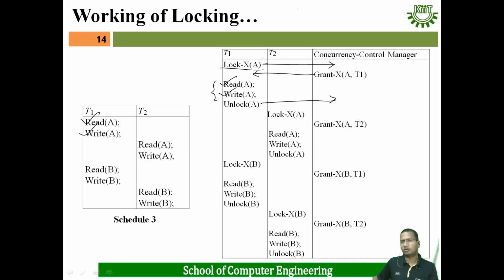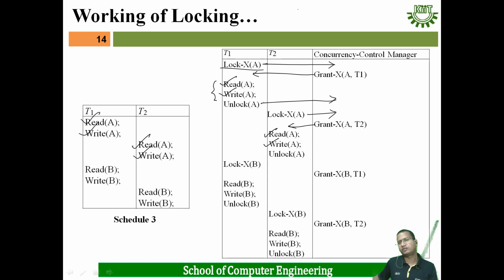After executing these instructions, it will unlock A. Then the concurrency control manager will know that no lock is applied on A. After some time, suppose T2 wants to execute these two instructions, read A and write A. Again, it will send an exclusive lock request to the concurrency control manager. As no lock is applied on that item A, it will grant that lock. When it grants that lock, T2 will execute the read and write operation.